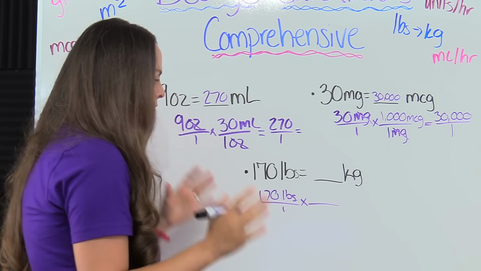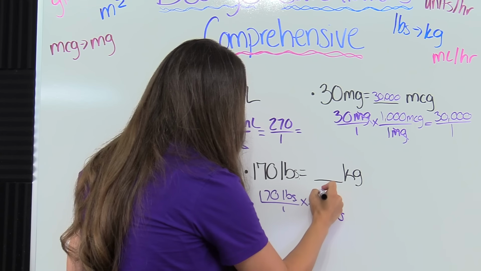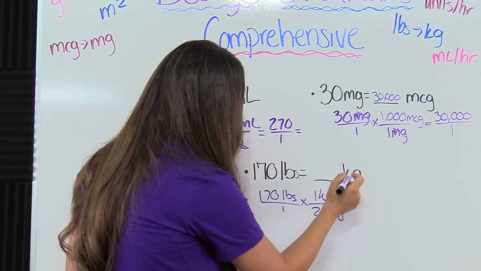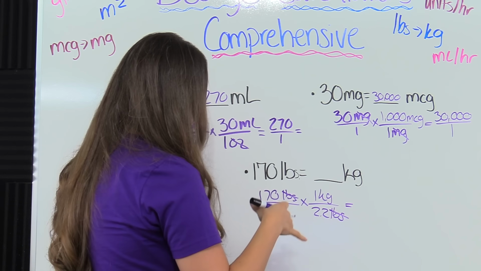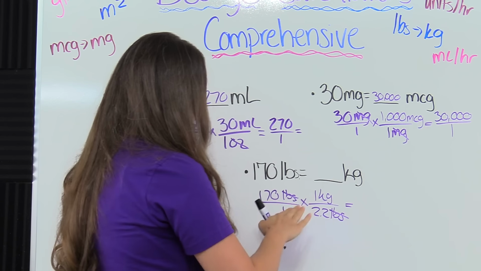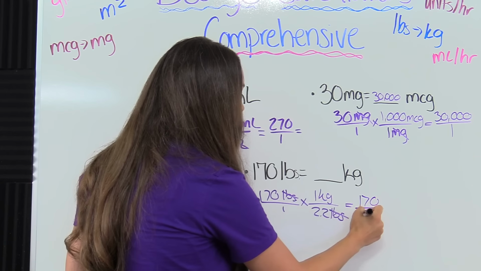And we know that from the metric table, there's 2.2 pounds in 1 kilogram. And that's where we need to get, the kilograms. So pounds cancels out. We're going to multiply and divide. So 170 times 1 is 170, and 1 times 2.2 is 2.2.